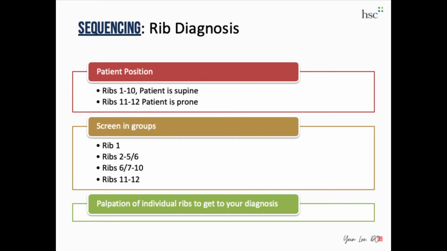Then you will screen the rib cage to narrow down the area of interest. Then you will palpate the individual ribs to determine your final somatic dysfunction diagnosis. Let's start by assessing the rib cage in the general way to look for major discrepancies in their motions. This is the screening portion.